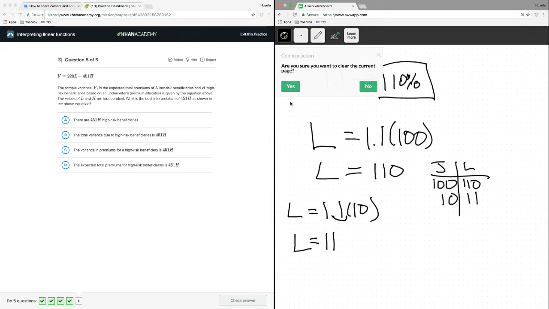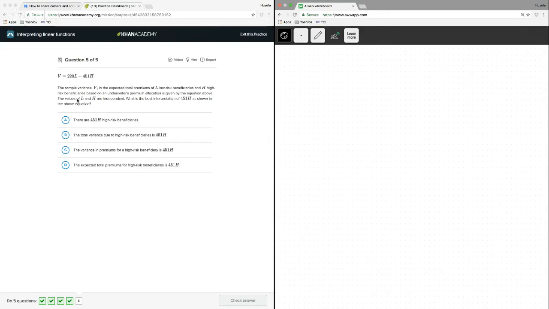Finally, let's do number 5. V equals whatever. Okay, let's jump to the sample variance V in the expected total premiums of L, low risk beneficiaries, and H, high risk beneficiaries, based on an underwriter's premium allocation, is given by the equation above. The values of L and H are independent. What is the best interpretation of 451H as shown in the above equation?